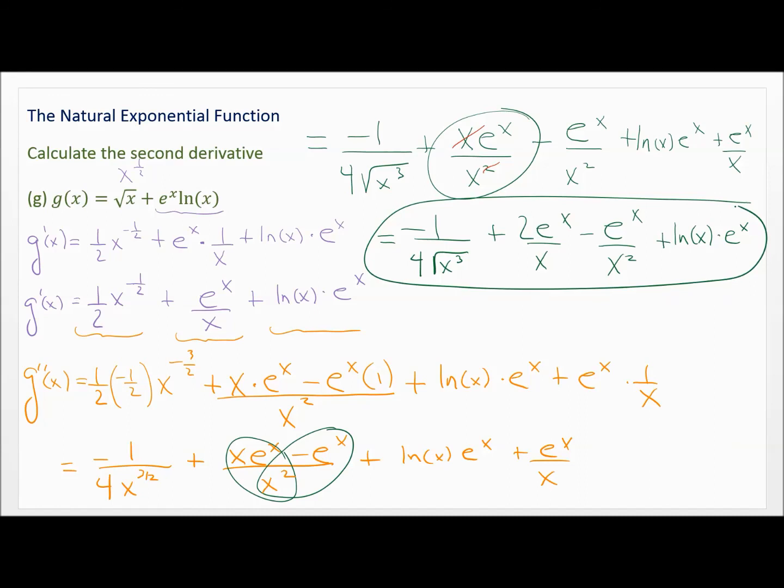I think I'm going to go ahead and wrap up this video because next we're going to talk about integration. So I'll do a quick video when you return, part 2, about the natural exponential function, talking about integration. Hope you have a great day.